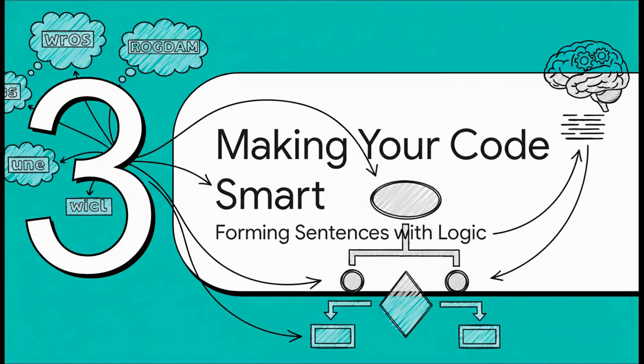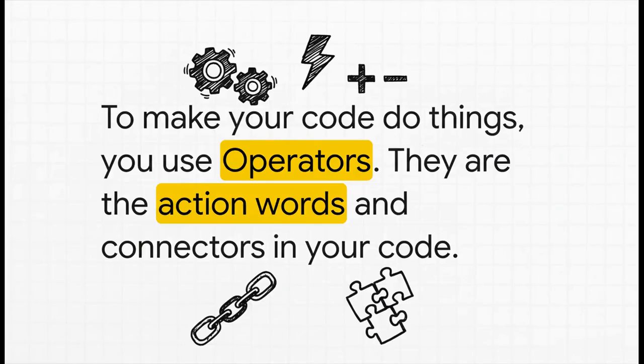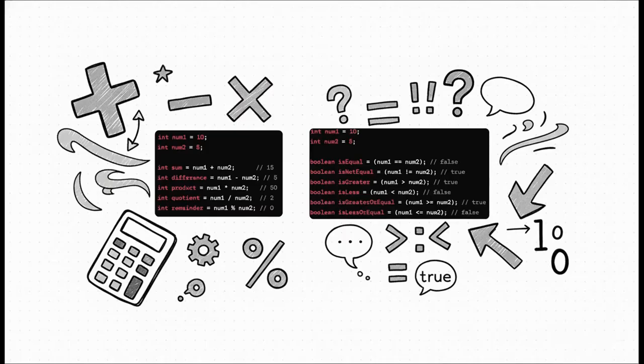So once you have your words, your data, you need to combine them to make sentences that can actually make decisions. This is where your code starts to feel like it's, well, thinking. And to do that, you use operators. Think of them as the action words, the verbs, in your program and sentences. They're what lets you do the math, make comparisons, and connect different ideas. And this shows the difference perfectly. On the left, you've got your arithmetic operators doing math, addition, subtraction, the usual stuff. But over on the right, those are comparison operators. They're not calculating a result, they're asking a question, like, is this bigger than that? And the answer can only ever be true or false.